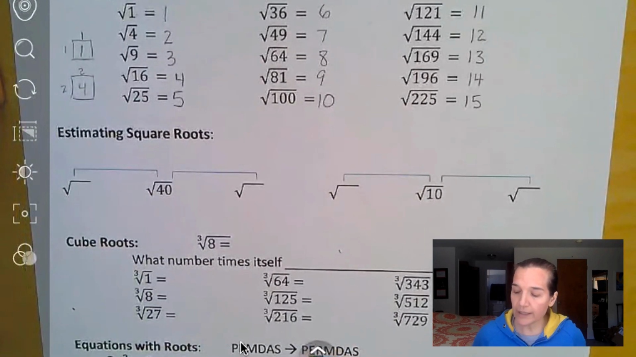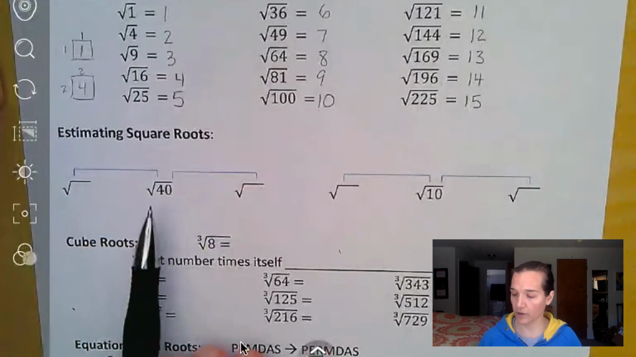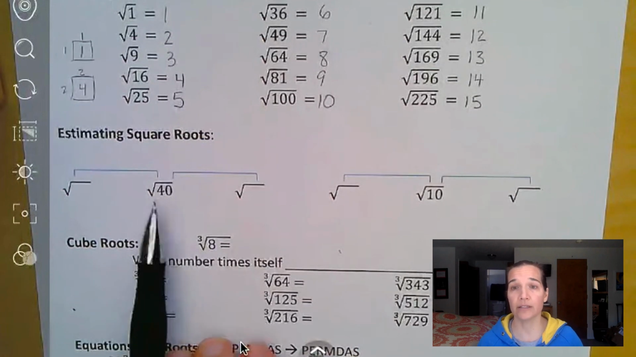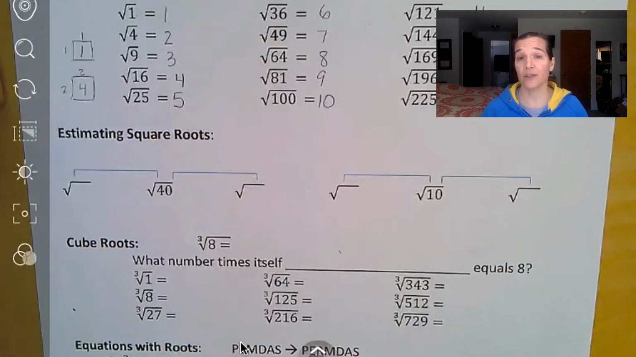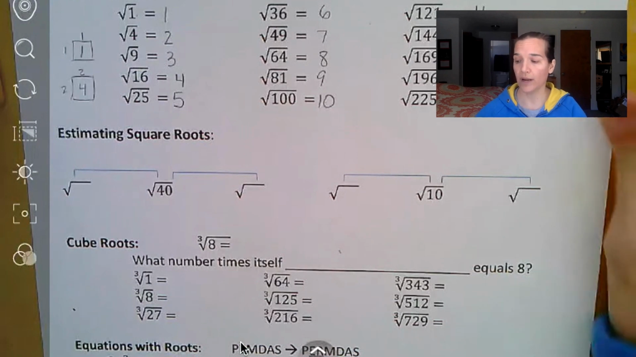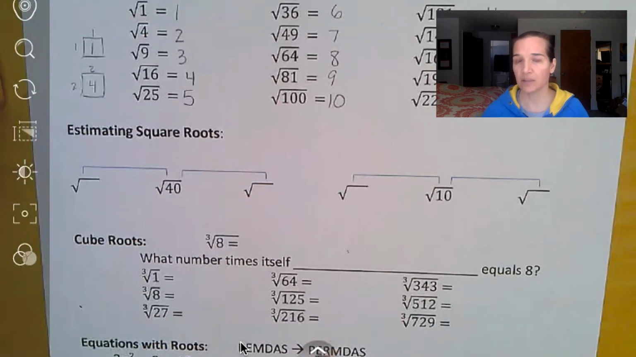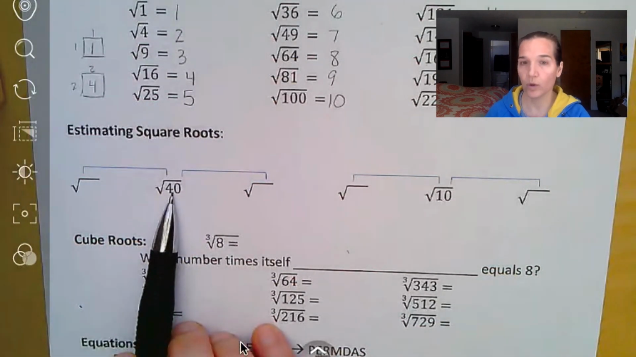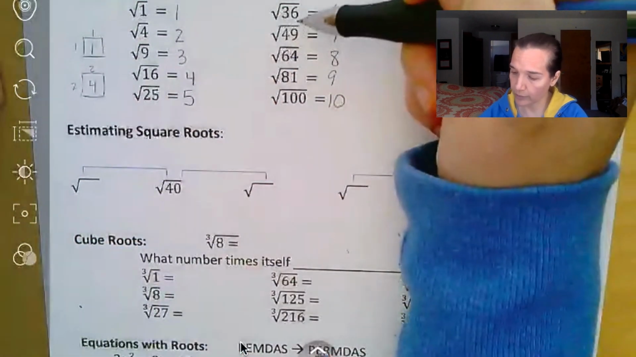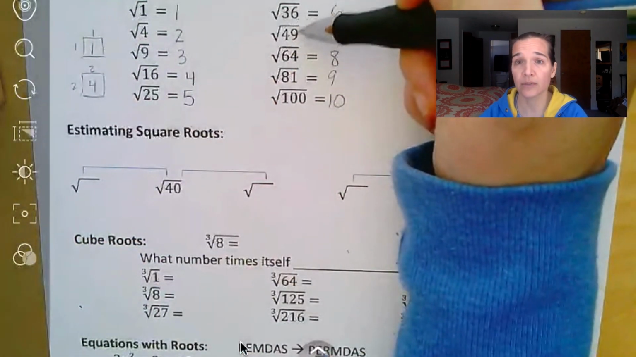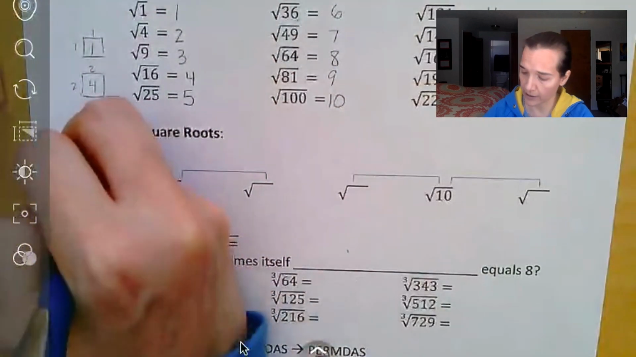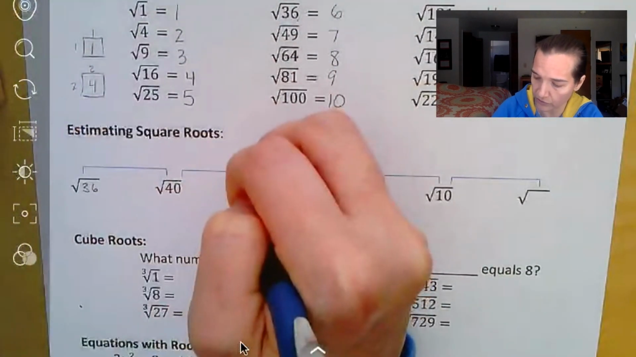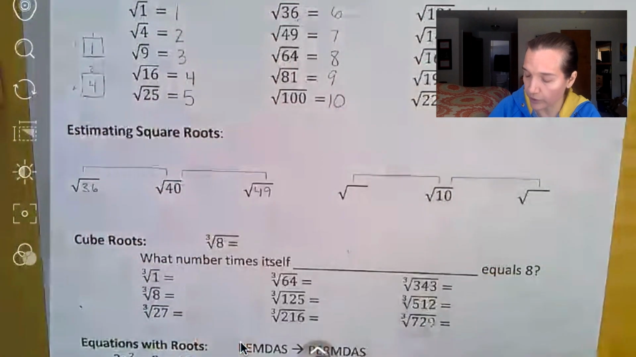But what if it's not a perfect square? What if they want you to say how big square root of 40 is? There are more precise ways to estimate, but this is one quick way to find sort of an estimate that's pretty good. And here's what you do. You say, well, the square root of 40 is between what two other perfect square roots? And let's see, 40 would be in between square root of 36 and square root of 49. So I'm going to put square root of 36 over here and square root of 49 here.